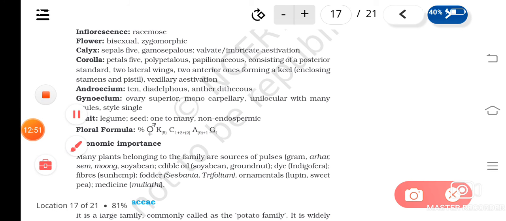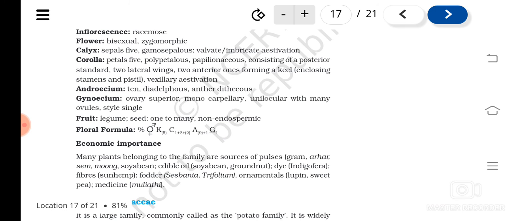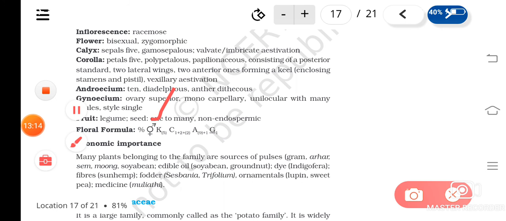Okay, so listen here. This is the floral formula of the Fabaceae or Leguminosae family. You can see here what it represents. This sign represents the zygomorphic condition, isn't it? Zygomorphic. Then whether the flower is bisexual or unisexual, it is a bisexual flower, isn't it? Bisexual flower. Then calyx, how many are there? 5. Whether they are united or free, they are united, isn't it?